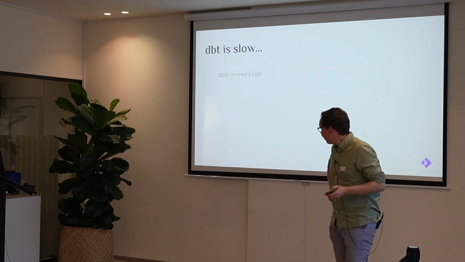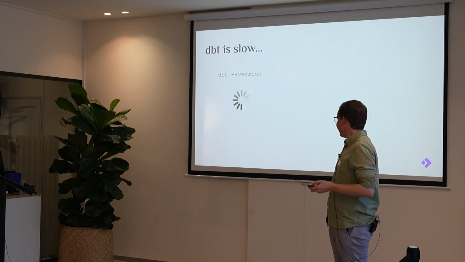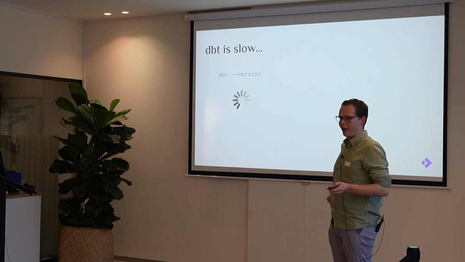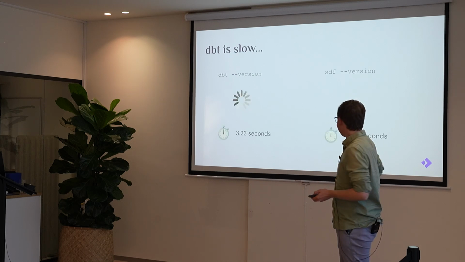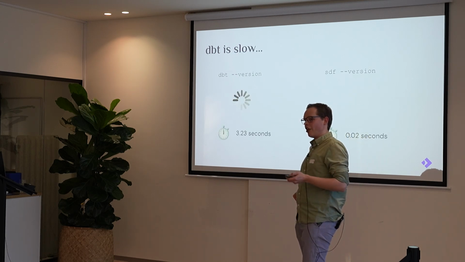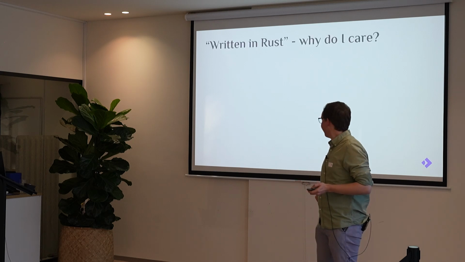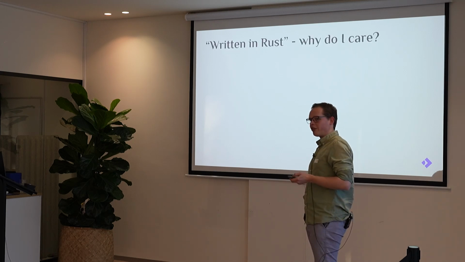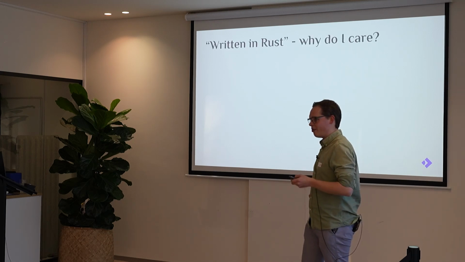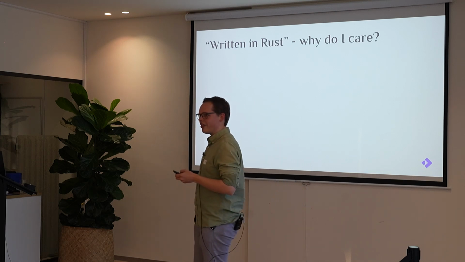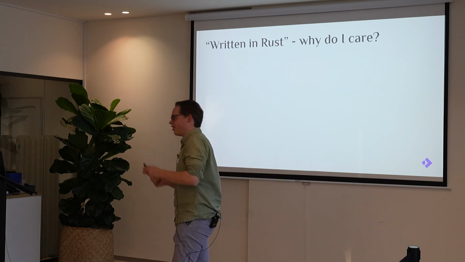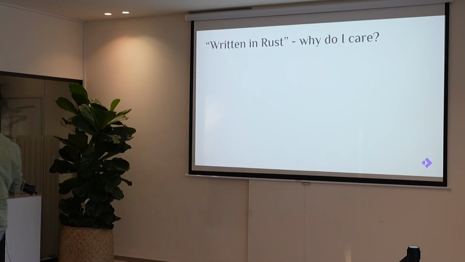To give you an idea, just getting the version in DBT takes you a while, like 3 seconds. In SDF, it is like 150 times faster. So written in Rust, you hear that a lot today, and why that is relevant in the current state of data, that is something Michiel will talk about.